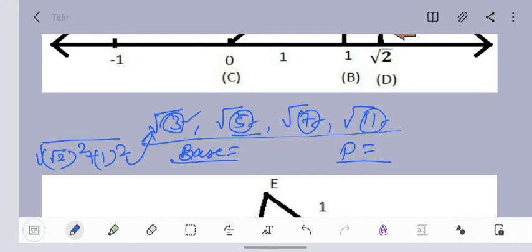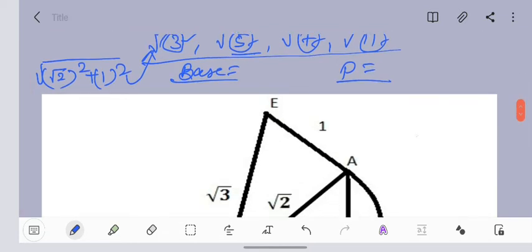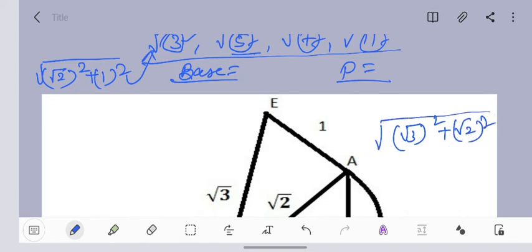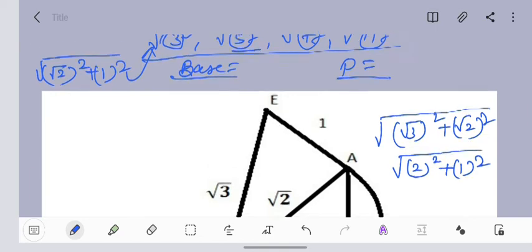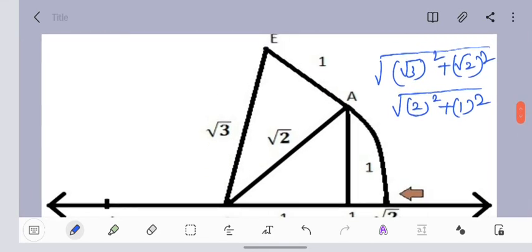For 5, you can take either square root of 3 square and square root of 2 square, this as the hypotenuse, or you can take simply 2 square plus 1 square. This also works. So go by the simplest ones. So square root of 3 can be represented like this also.